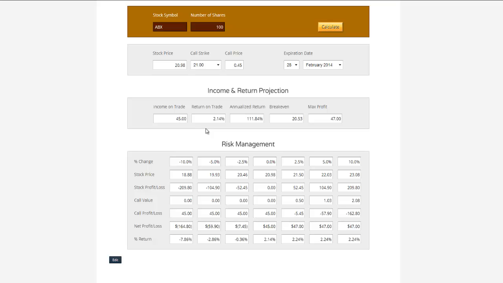So on the flip side of that, we're looking at the downside protection. Now, we took in 2.14%. So if this stock drops 2.5% just next week, then we'll only lose 0.36%.